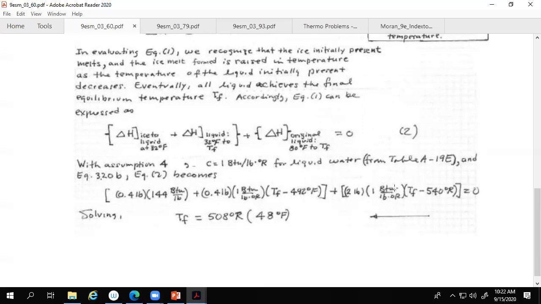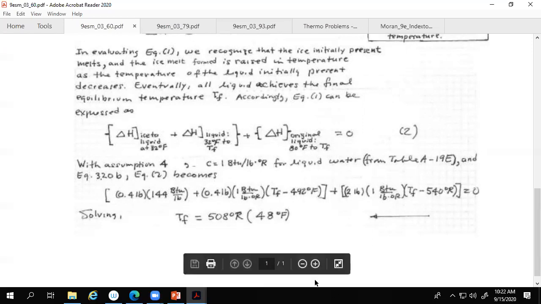And so that's appropriate. Okay, so you've got to make sure that you write these delta T's in the right order or you'll get the wrong answer. Your balance won't be right. Okay, so look at that. And beyond that, you just have to solve this equation, one unknown. Assuming his math is correct, you get 508 Rankine, which is 48 degrees Fahrenheit.